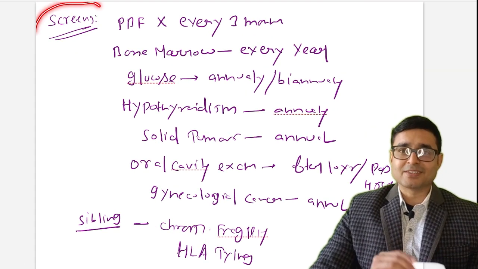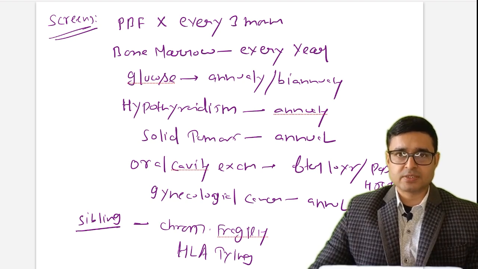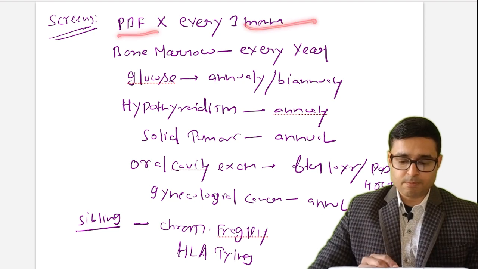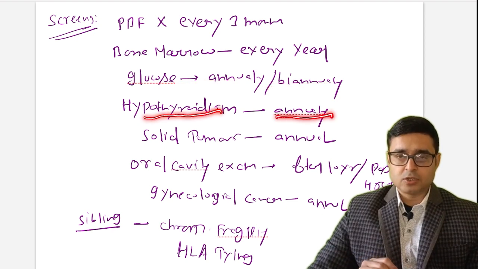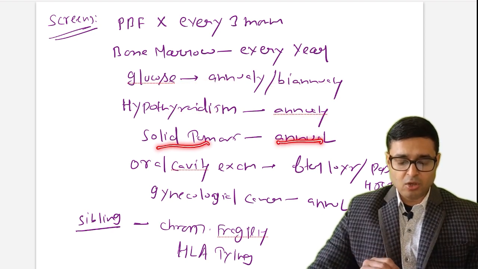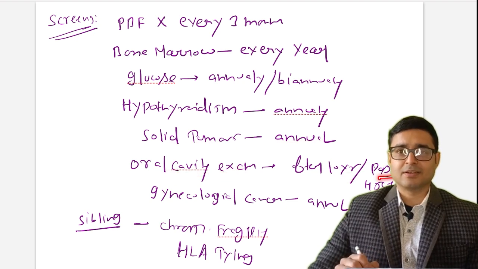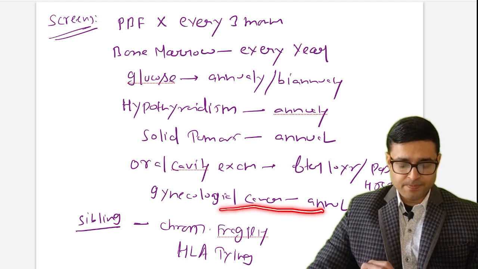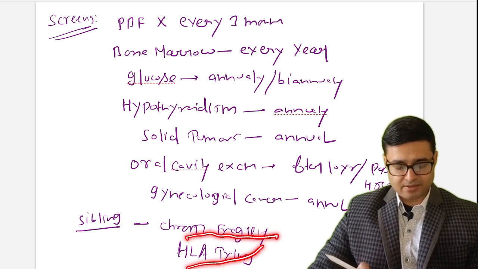Okay, this is very important. Screening. So in a Fanconi anemia patient, how will you proceed with screening? Screening: PBF every 3 months, bone marrow every year, glucose annually or biannually, thyroid workup annually, solid tumors annually, oral cavity examination after 10 years or post stem cell transplant, gynecological cancers annually, and in siblings you have to test chromosomal fragility and HLA typing.